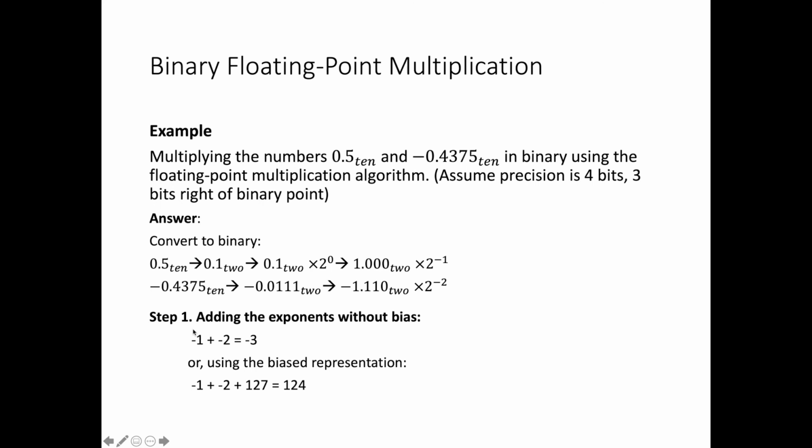Step 1 is adding the exponents without bias. Those two exponents are -1 and -2, so -1 plus -2 is -3. Or in some systems where we use a bias, the result should be 124.